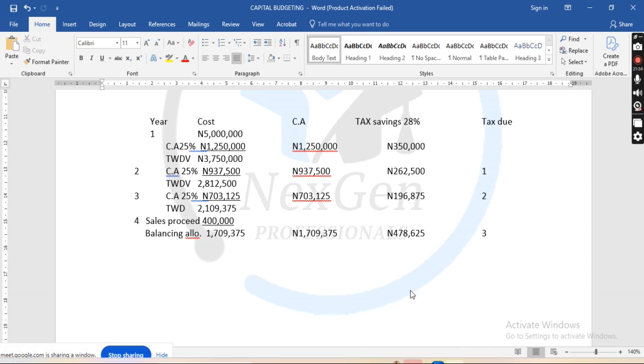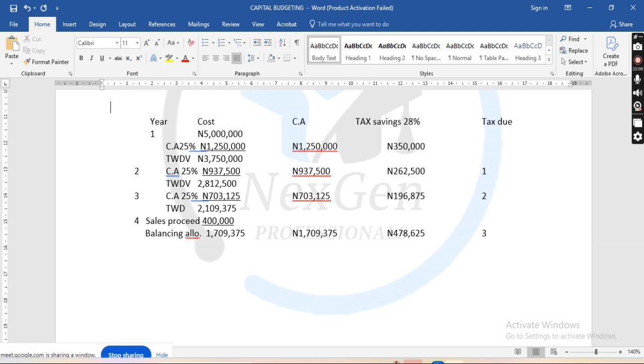When you want to pay your tax, you pay it in what? In year 4. Don't forget, year 1 will be paid in year 2. Year 2 will be paid in year 3. Year 3 will be paid in year 4. And this is all about the calculation of tax savings, balancing allowance, or balancing charge, right? So now the next thing is to put it in this format, the usual format.